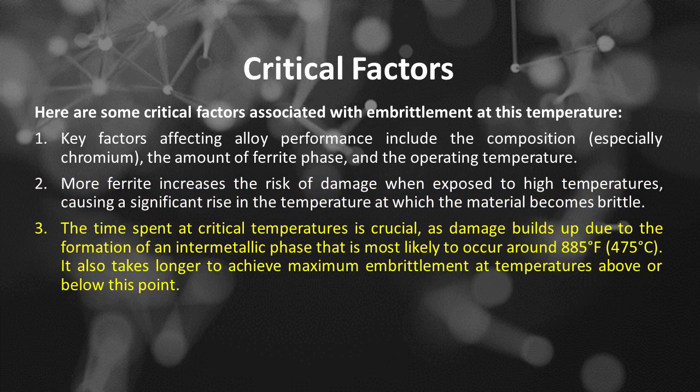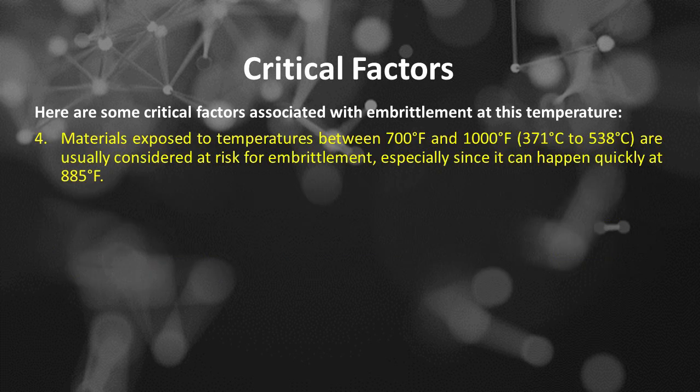Number 3 is the time spent at critical temperatures is crucial, as damage builds up due to the formation of an intermetallic phase that is most likely to occur around 885 degrees Fahrenheit or 475 degrees Celsius. It also takes longer to achieve maximum embrittlement at temperatures above or below this point. Number 4 is materials exposed to temperatures between 700 degrees Fahrenheit and 1000 degrees Fahrenheit or 371 degrees Celsius to 538 degrees Celsius are usually considered at risk for embrittlement, especially since it can happen quickly at 885 degrees Fahrenheit.